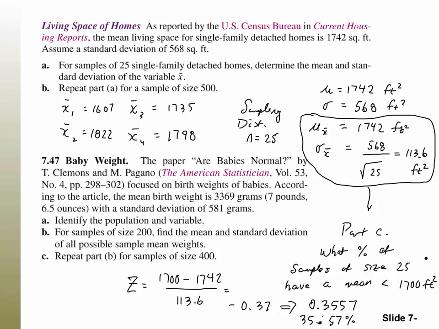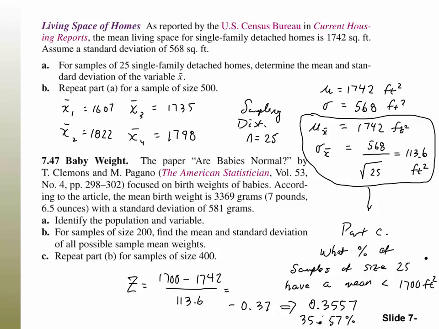So if you have a normal distribution of a variable, then the distribution of sampling means is normally distributed, and you can get a z-score for that. Okay, so I think we can easily do, in a minute here, 7.47, A and B on your sheet, and we'll be done.